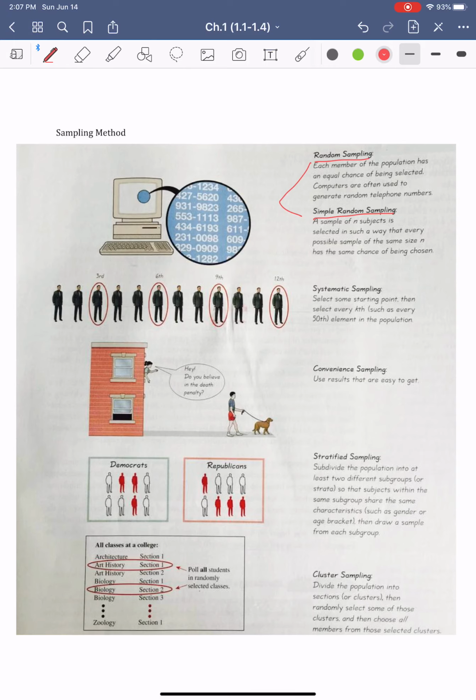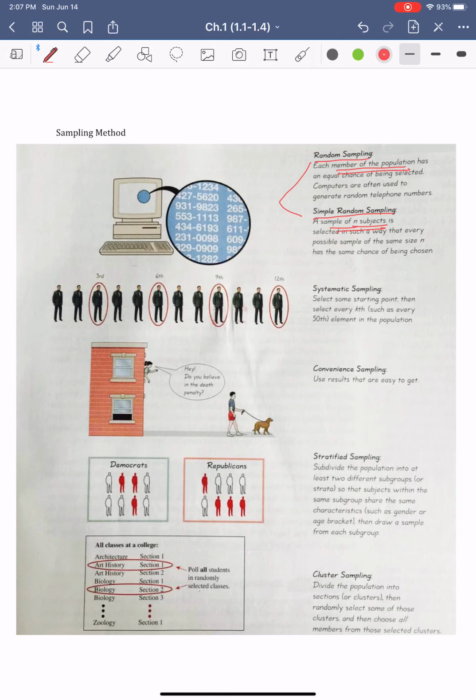Now, the term random sampling is for the population. Simple random sample is for sample and subject. So that's the difference. But basically, they're saying that we pick a sample randomly.